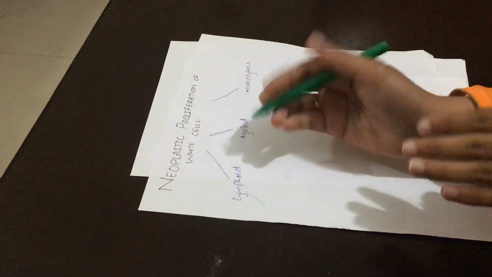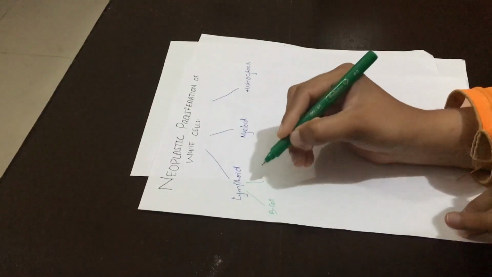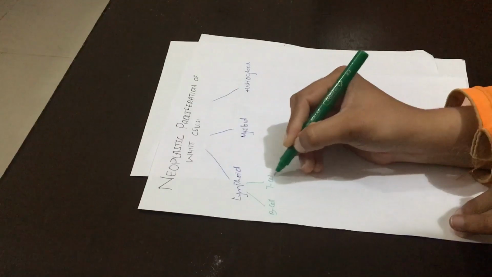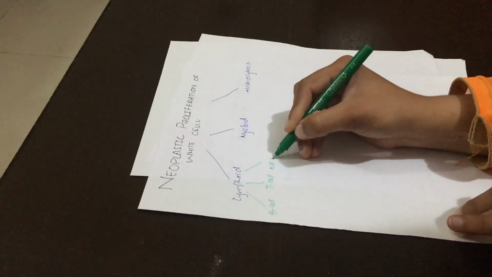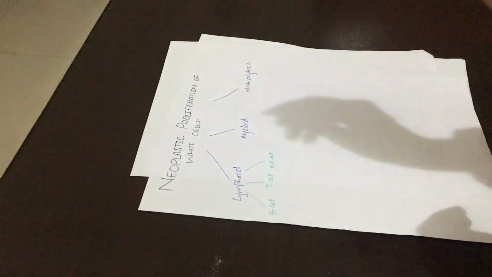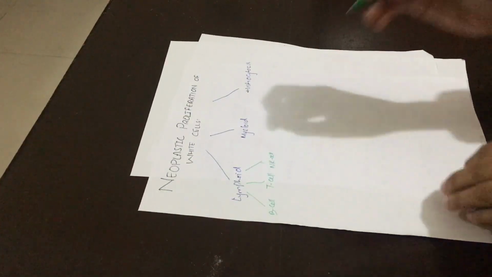Now, in the lymphoid neoplasms, there are further three categories. If they are originating from the B cell, then it would be called B cell lymphoid neoplasm. If the T cells are involved, then it would be called T cell originating. And the third variety is the natural killer cells.